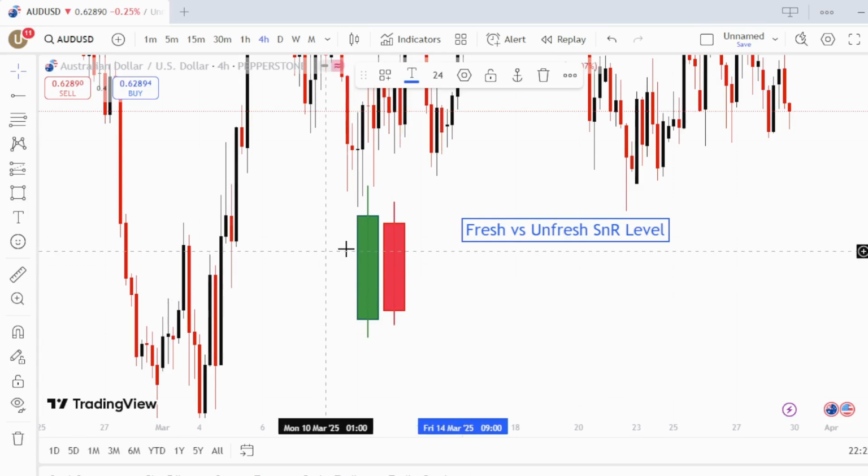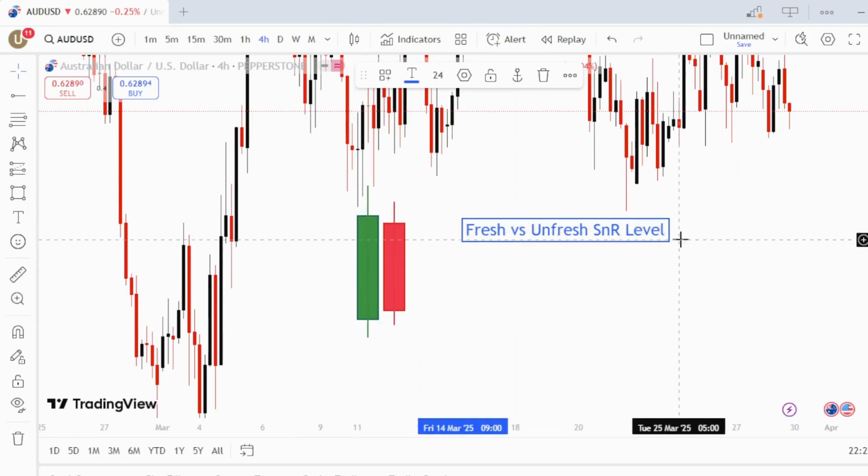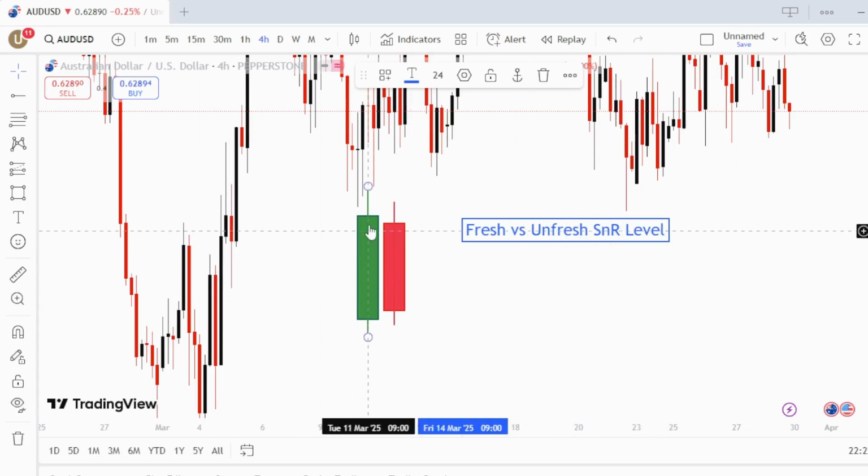Okay, now in our discussion today, we're discussing the concept of fresh and unfresh SNR levels. SNR levels are just typical support and resistance levels. This is a price level that has been identified as a key level, but that has not yet been tested since its formation. Like these two candles you are seeing here, a green candle followed by a red candle. At the very top here, what you see is the formation of what we call resistance. So resistance is at this top.